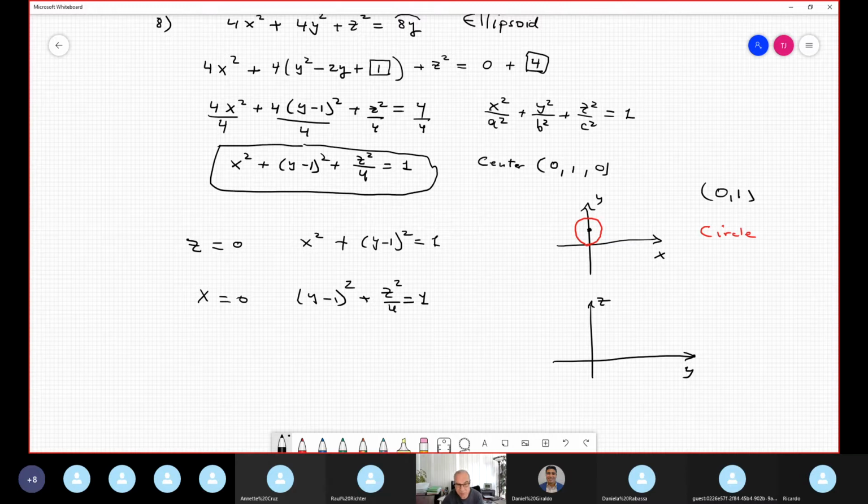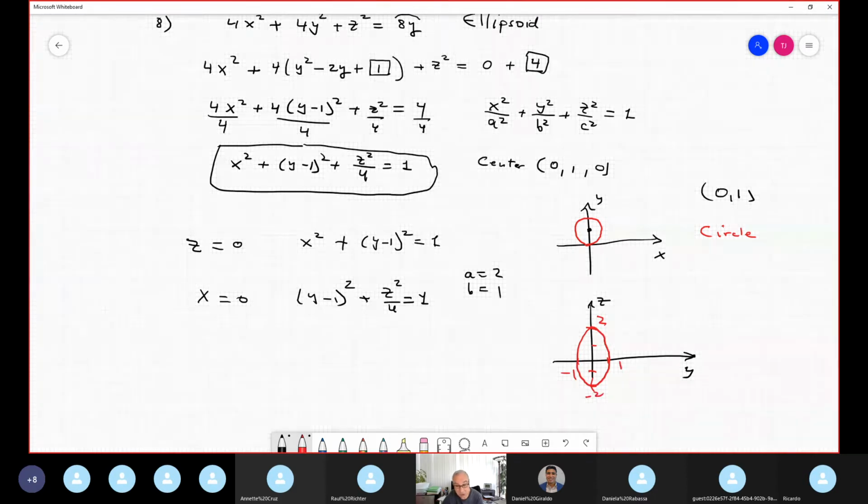Yz, es obvio que a es 2, es obvio que b es 1. And this ellipse lies on the z-axis. So now we have 2 here, 1, 2, and 1 here. 1, 2. Our ellipse looks like that. This is 2, negative 2. This is 1, negative 1. Sorry. This is wrong. No.